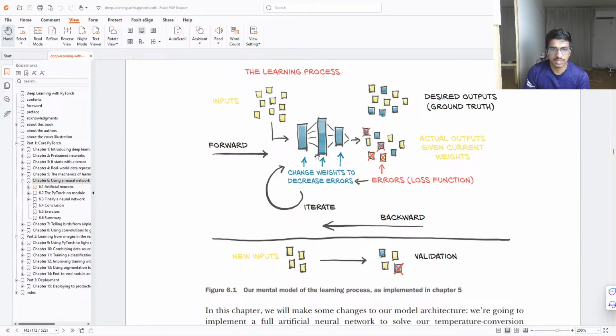Okay, the learning process inputs the desired output, the ground truth. We do the forward pass and get the actual output given current weights. Then we compute the error, the loss, and from the error loss we change weights to decrease the error. Then backward, and it iterates again.